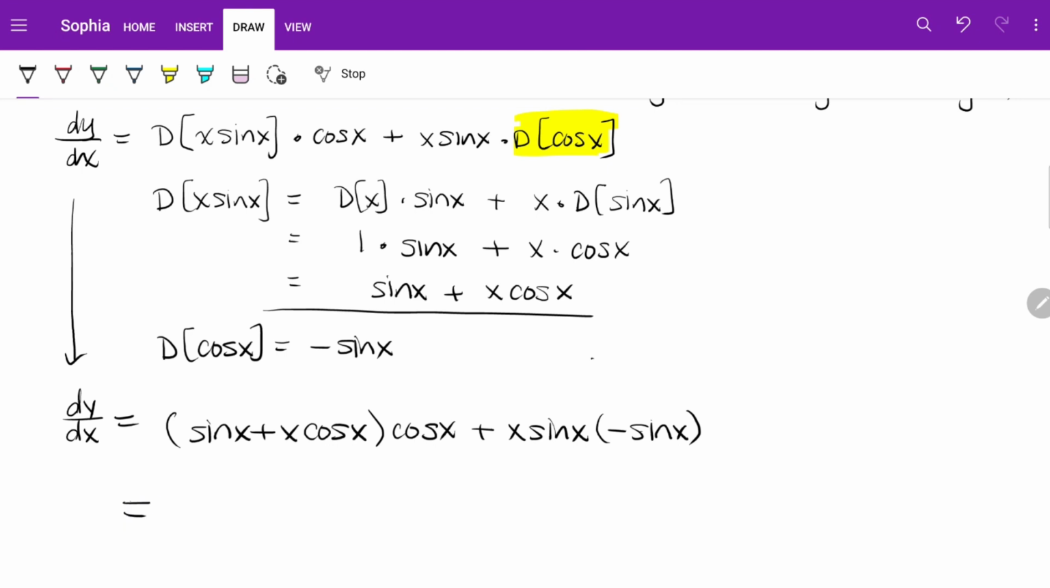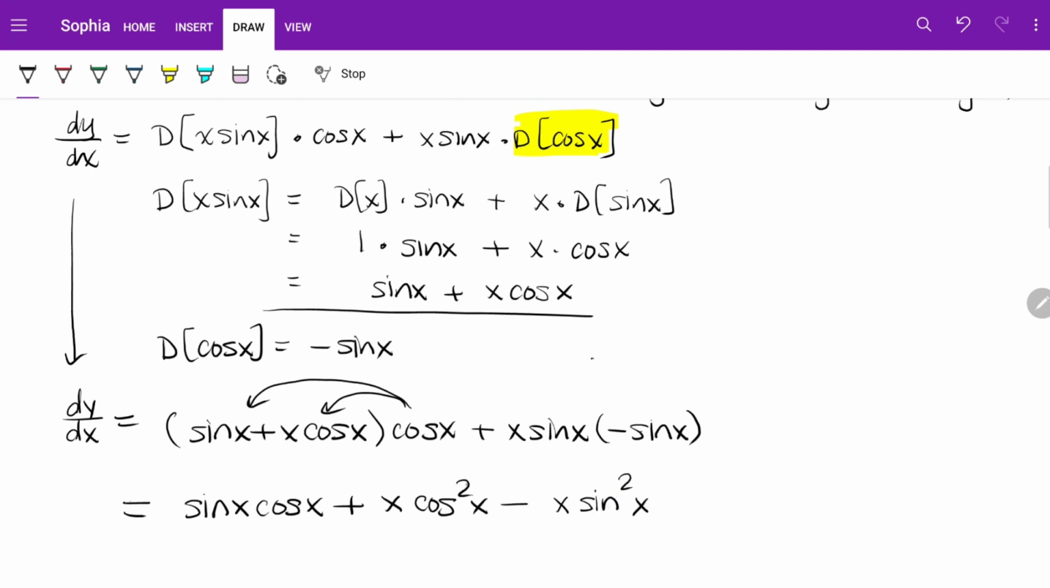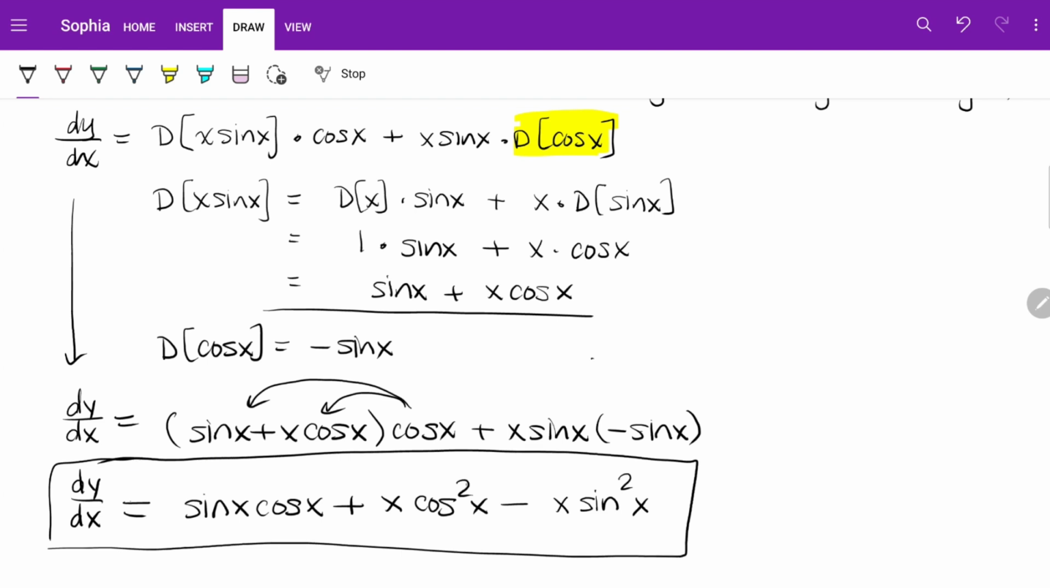And now let's just clean things up a little bit. So it looks like what we should do is distribute the cosine of x to each term. So it looks like sine of x times cosine of x plus x times, now it's x cosine x times cosine x, so that's cosine squared x. When looking at the last term here, we have x times sine x times a negative. That negative is going to make that into a subtraction. And we have x times sine x, which is sine squared x. And that, remember, is dy dx. And that is pretty much the end of the story here. That is as good as we can get it.